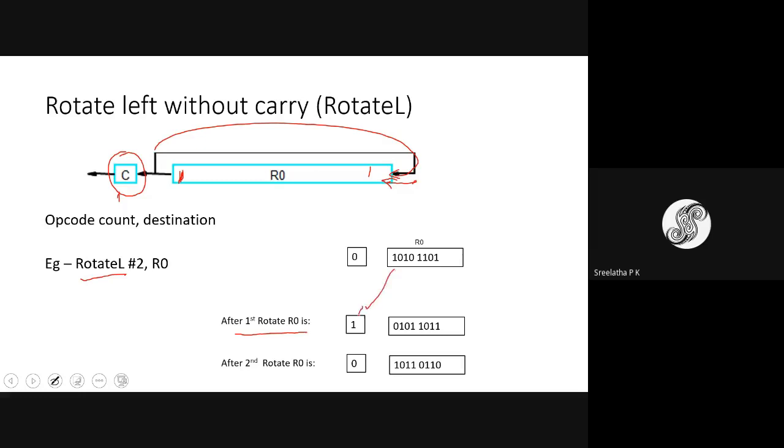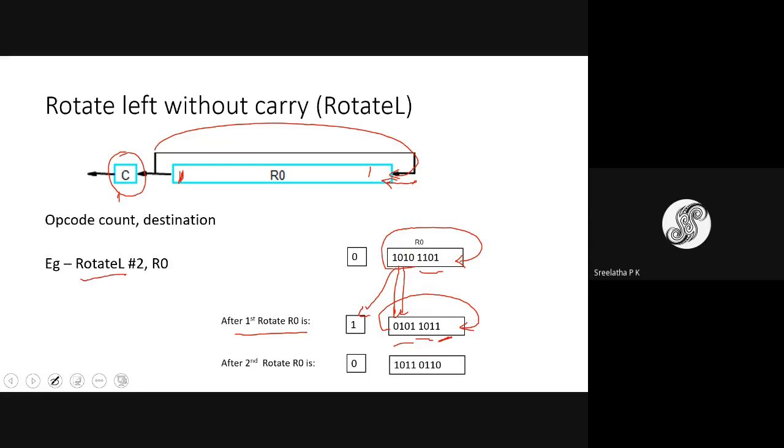1 moves to the carry flag, and also this 1 has to move to the least significant bit. These bits are shifted to the left. That is 0 1 0, 1 1 0 1. And in this free space, what is there? In the left shift operation, it was filled with 0, but here this is rotate left. So whatever content was removed from the MSB is pushed back to the least significant bit.